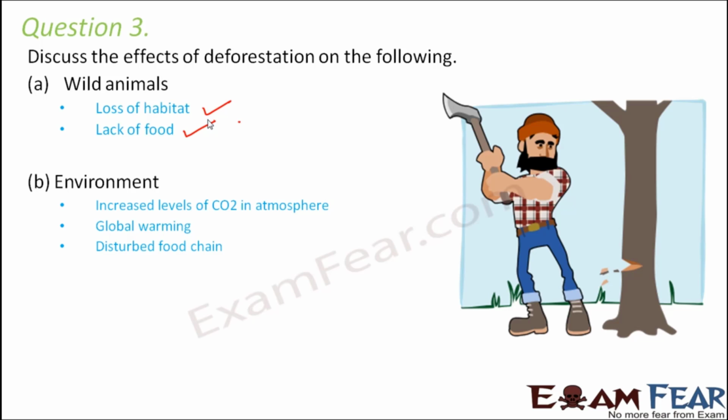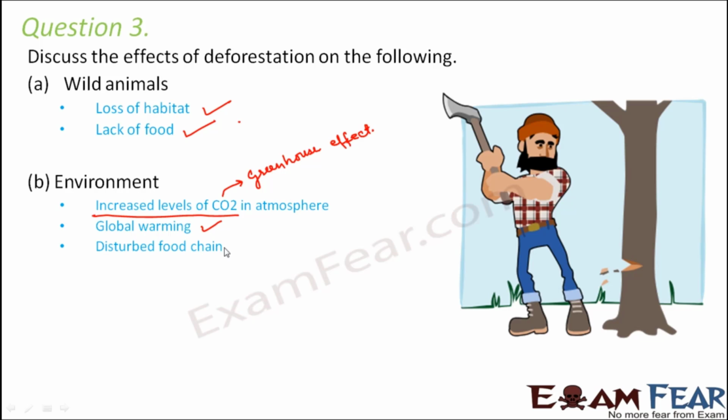Environment. Now, when a large number of plants are being cut down, there is nobody to take in carbon dioxide from the atmosphere. Therefore, the carbon dioxide will increase in the atmosphere. So this will result in global warming, because carbon dioxide is a greenhouse gas, that is, it absorbs infrared radiation. So that means it will increase the average temperature of the earth. It will cause global warming.